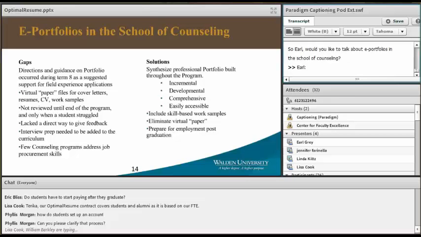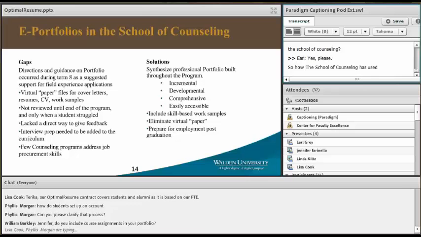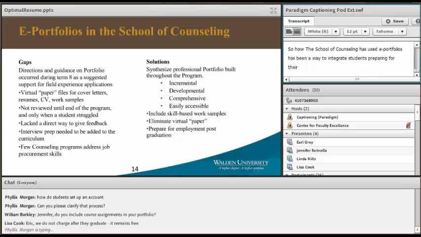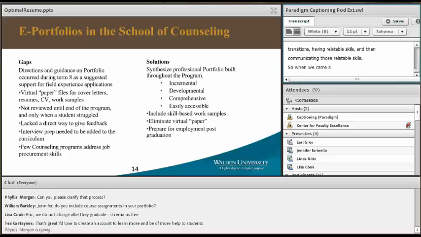So how the School of Counseling has used ePortfolios has been a way to integrate students preparing for their careers before they graduate and in applying for field experience. We had some gaps in our process for applying for field experience where students struggled with career transitions, having relatable skills, and then communicating those relatable skills. So when we came across Optimal Resume and we partnered with Career Services, we just opened the door for so many opportunities for our students.